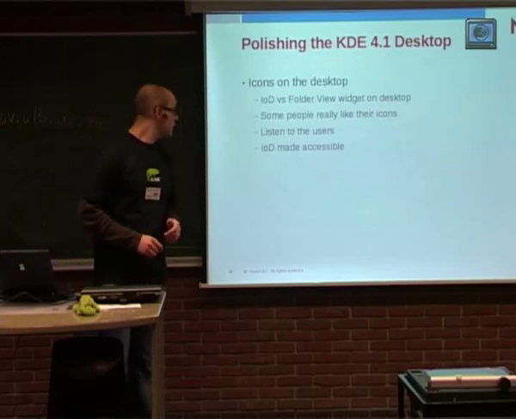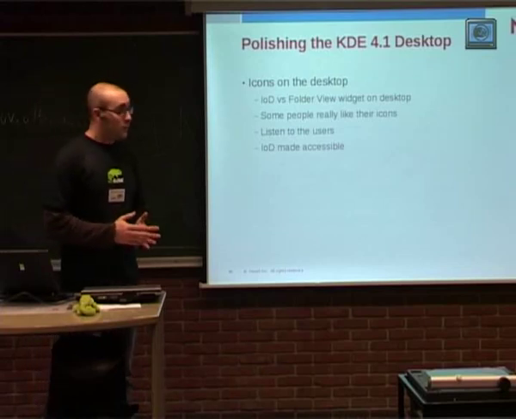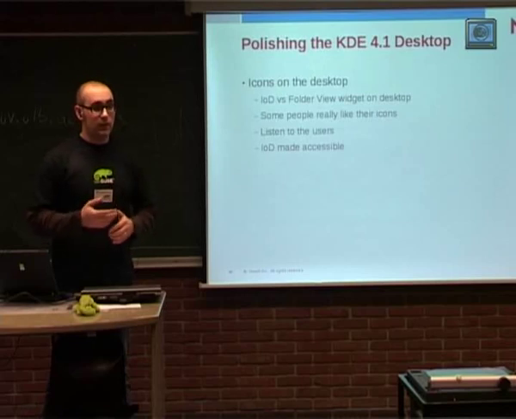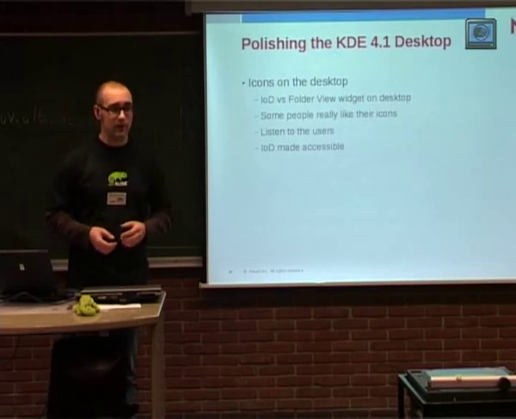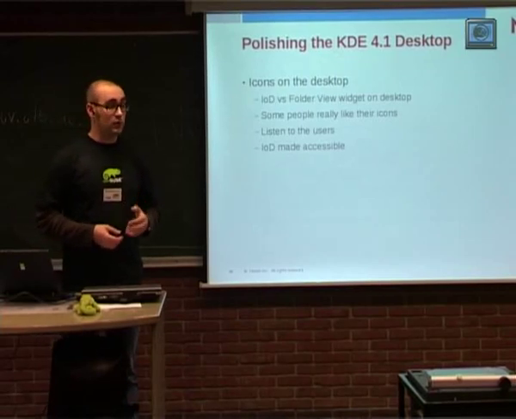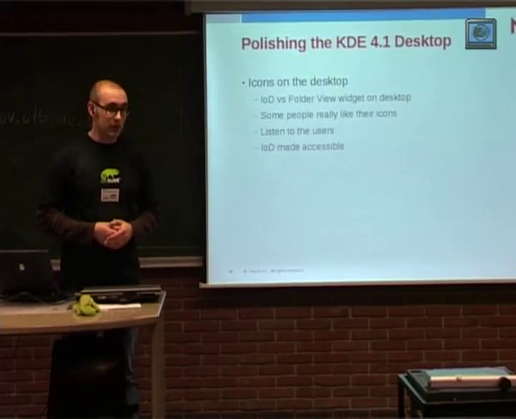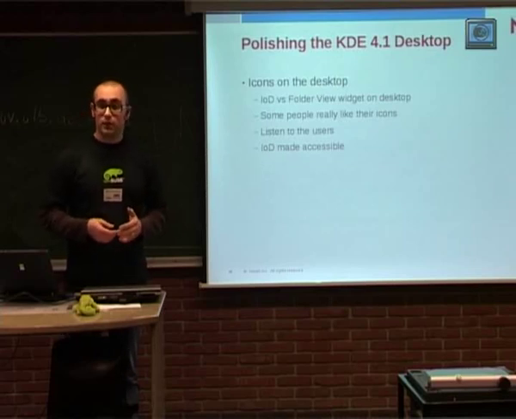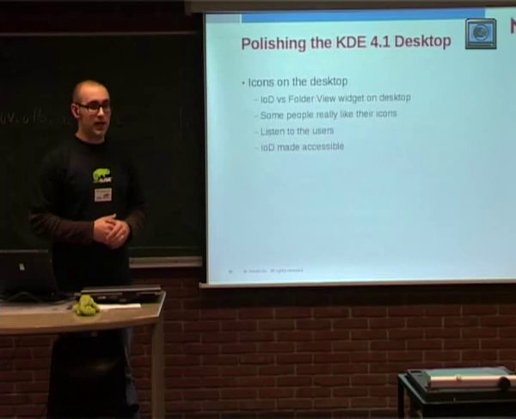And here's some examples. Icons on the desktop. In KDE 4.0, we had a very incomplete icons implementation. So you could put icons on the desktop, but it didn't work as well as it did in KDE 3. People got very upset by that, and even more so when we tried to introduce the KDE 4.1 folder view, which is, we think, a much better way of organizing those icons. But a lot of users, and especially the long-term mailing list people, told us that they really liked their icons, and they really panicked a little bit when they thought they were going to have a desktop which was like a Mac desktop, completely empty.